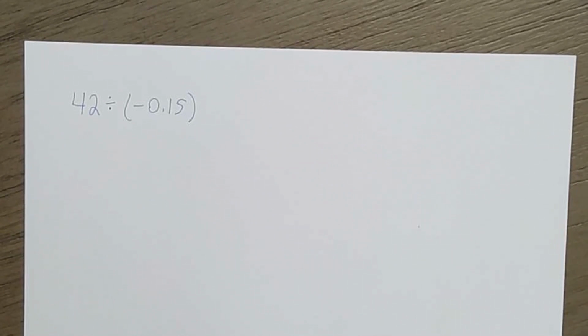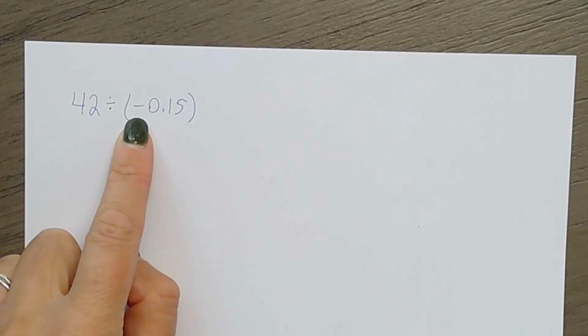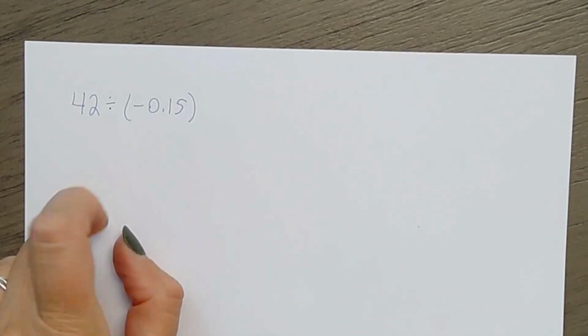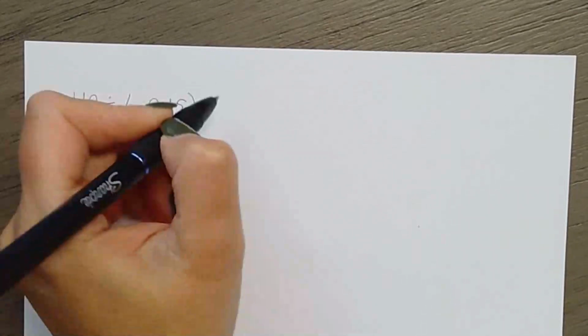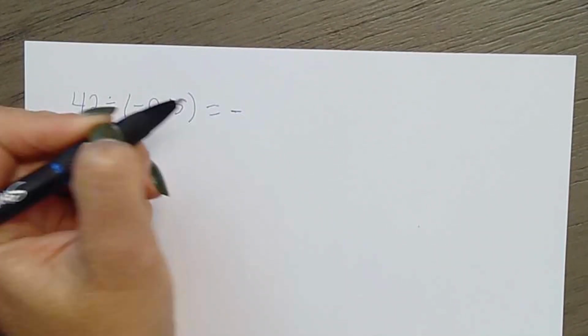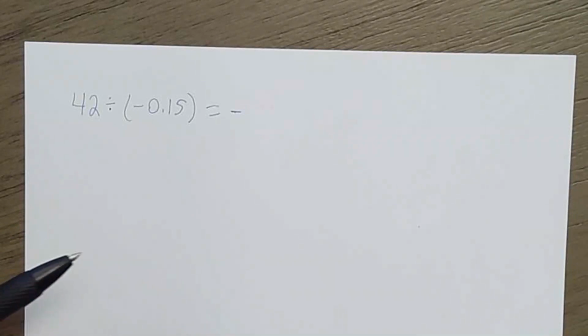Okay, I'm going to show you how to divide decimals. First of all, when I see a number like 42 divided by negative 0.15, or 15 hundredths, I already know a positive divided by a negative is going to be a negative. My answer, when I figure it out, will be negative. So I'm going to just pretend that's not there so that I can do the math problem.